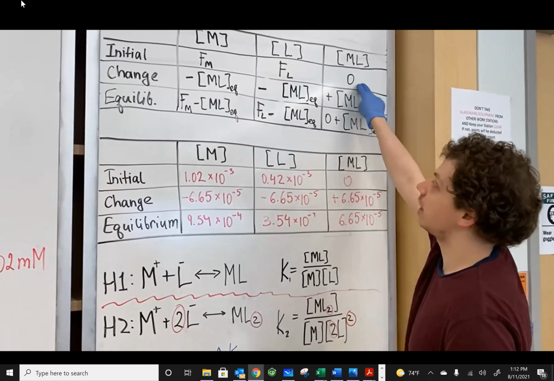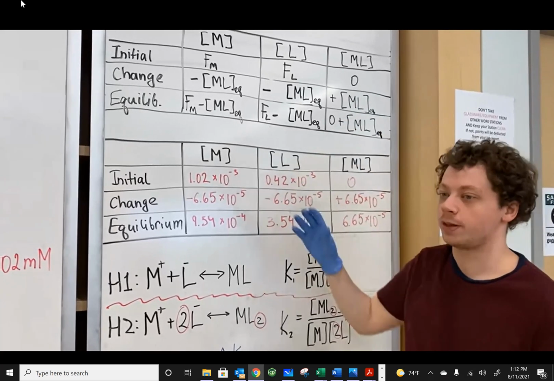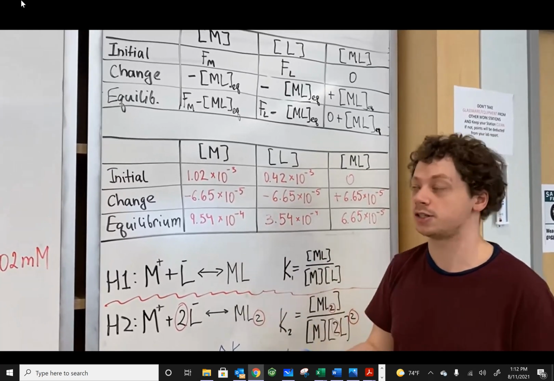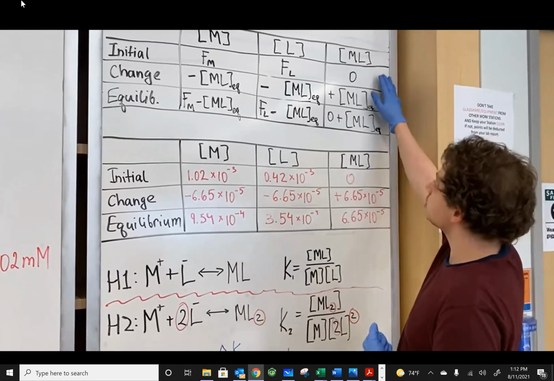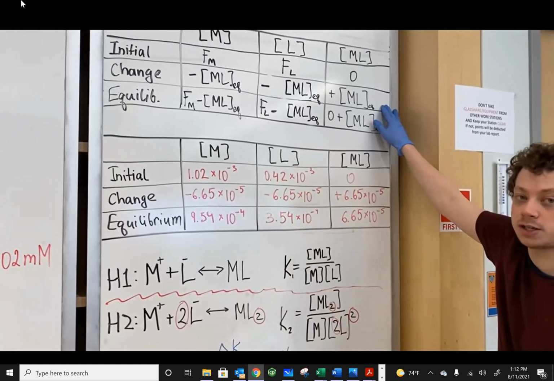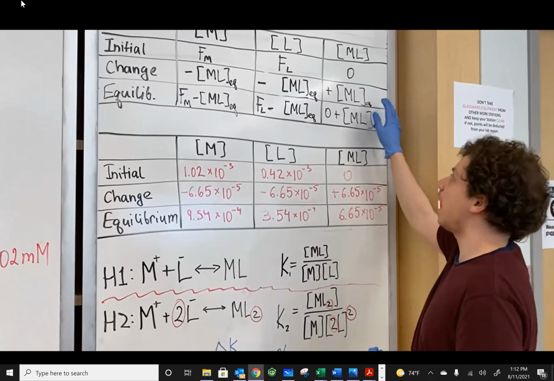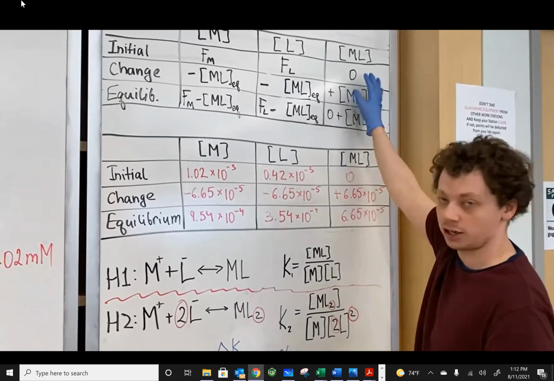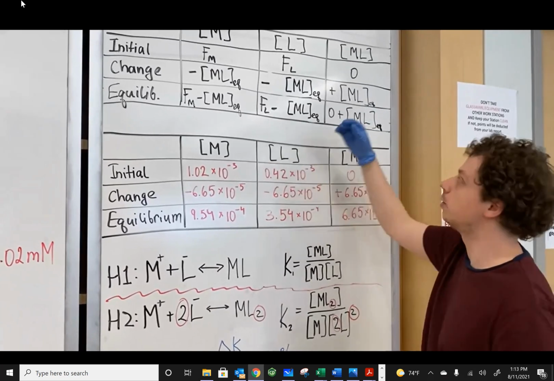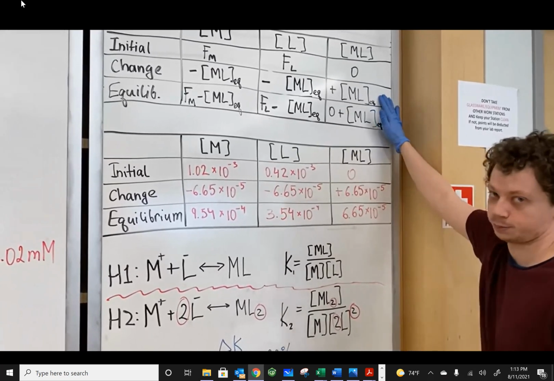Next, we figure out the change that each concentration will experience as the reaction proceeds. Now, because we know the final concentration of our metal ligand complex, we know that the end value, the change that the metal ligand complex will experience during the experiment, will be equal to that end value.